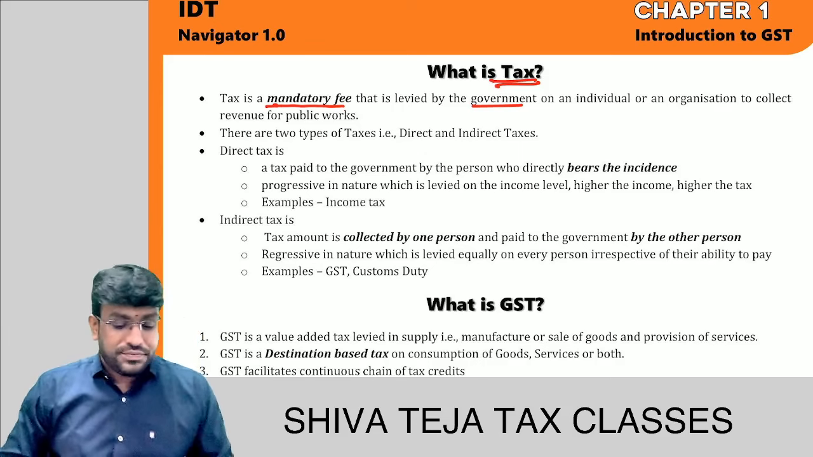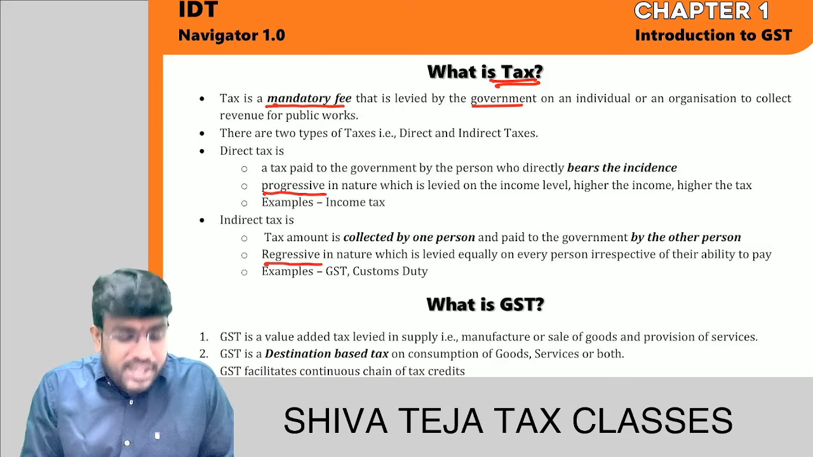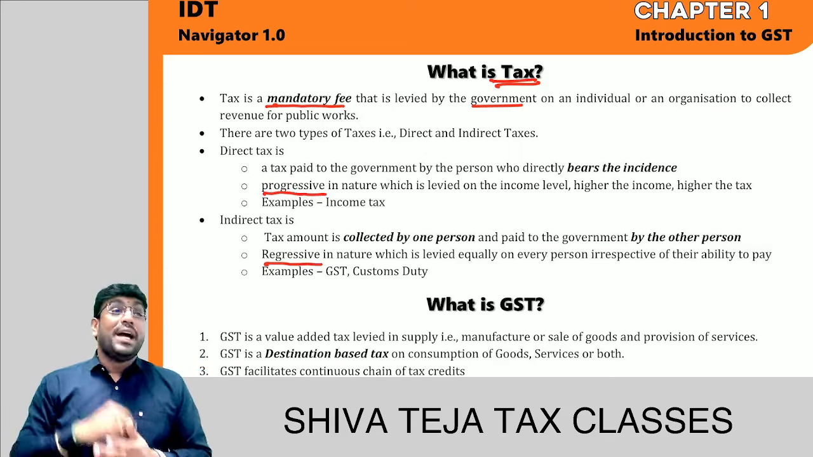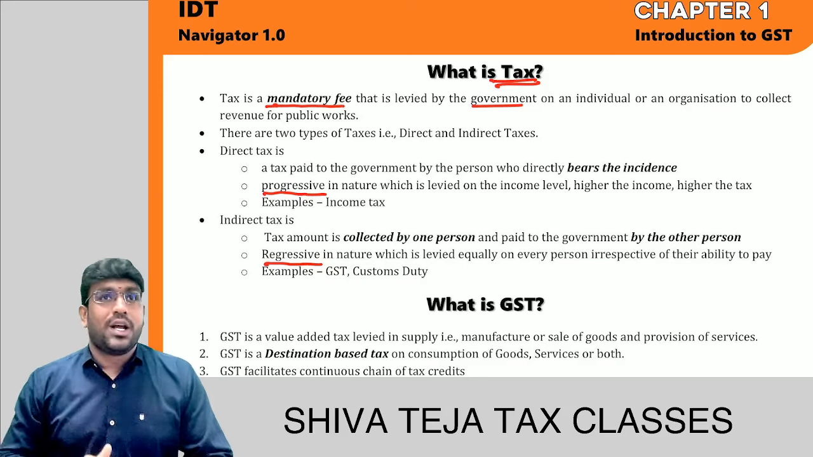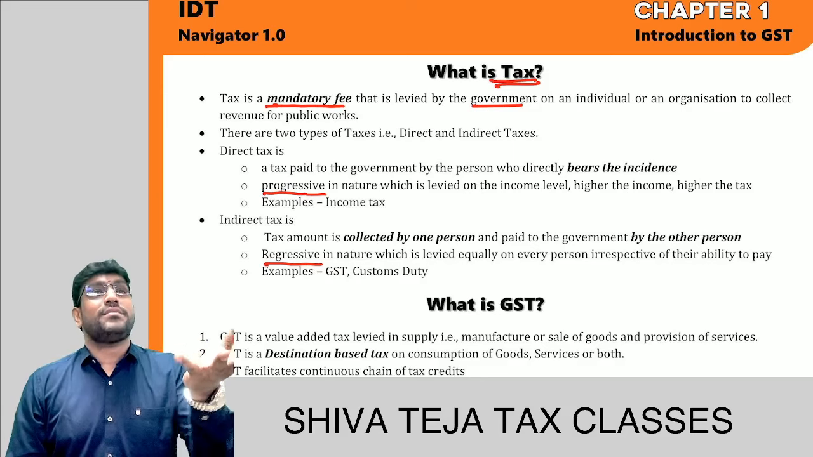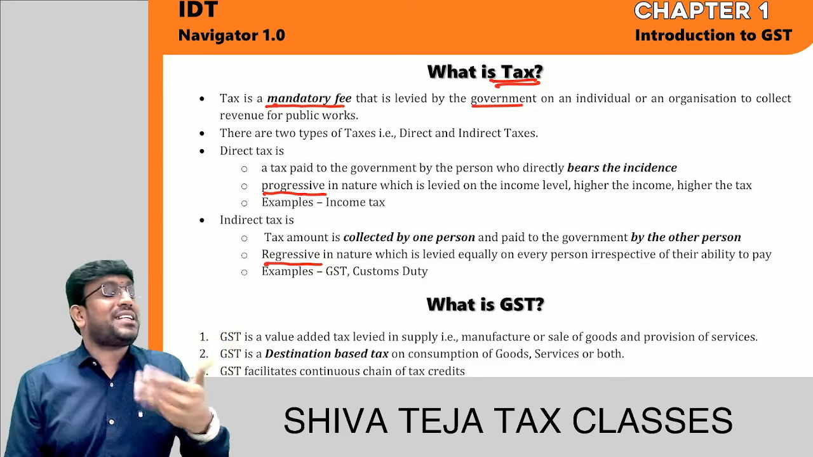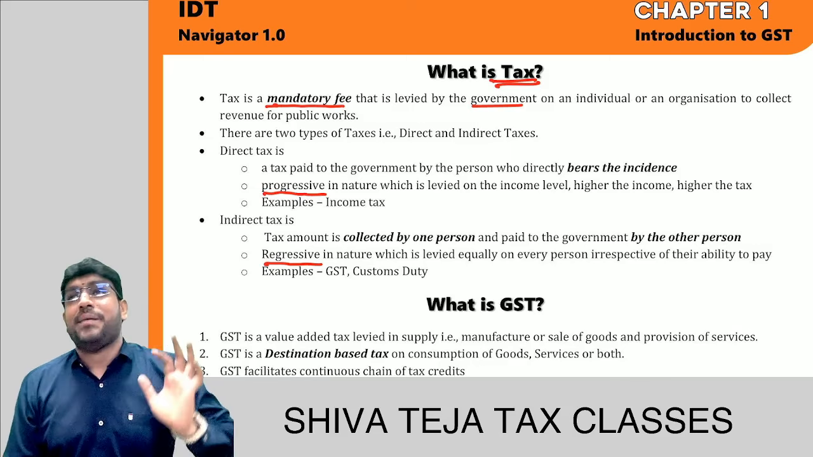Got it right? Now, did you hear these words called progressive and regressive? Important words. You should know this. We always say that direct taxes are progressive in nature. Higher the income, higher the tax. But indirect taxes are regressive in nature. That means whatever is your income, tax remains same.